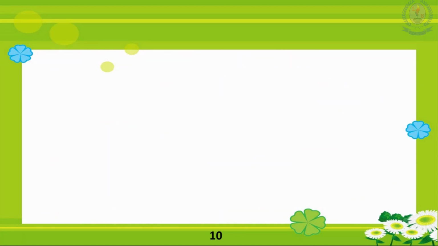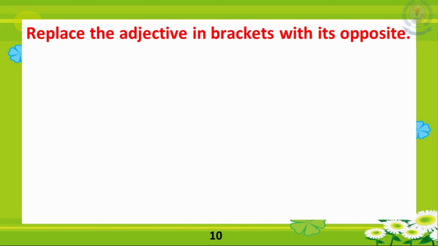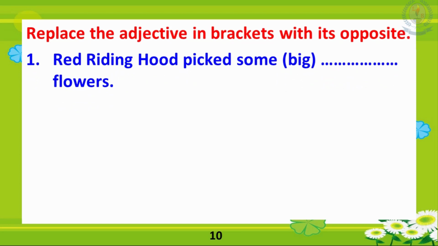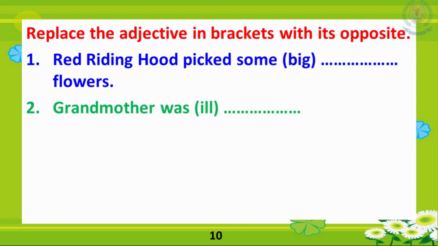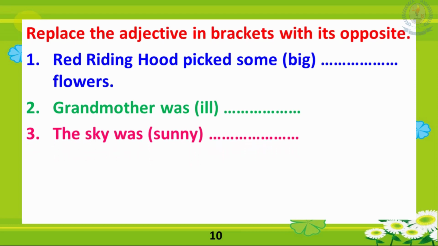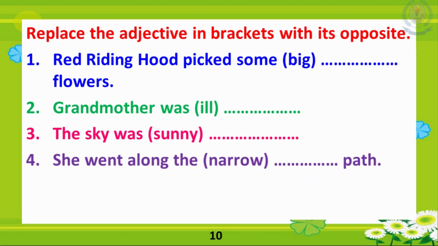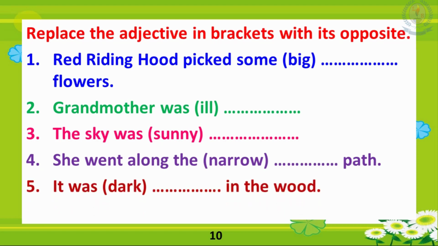Okay, my dear kids, now I'm going to give you an activity to do. Replace the adjective in brackets with its opposite. First one, Red Riding Hood picked some big flowers. Second one, grandmother was ill. Third one, the sky was sunny. Fourth one, she went along the narrow path. And fifth one, it was dark in the wood.